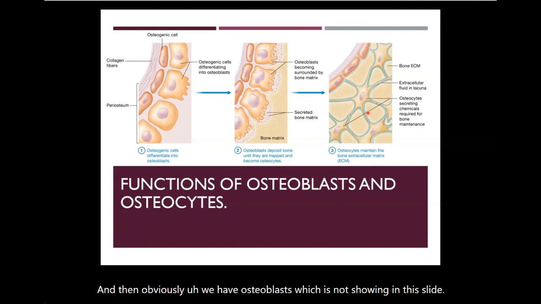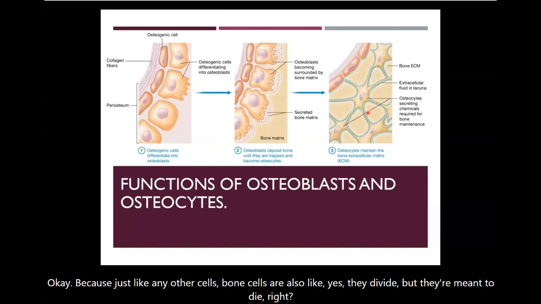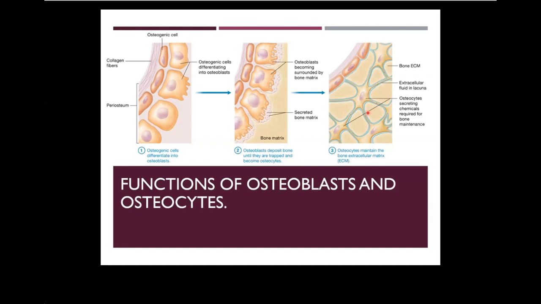And then obviously we have osteoclasts, which is not showing in this slide. And like we said, osteoclasts' job is to break down any older bones to make room and space for new bones to grow. Okay, because just like any other cells, bone cells divide, but they're meant to die, right? You don't want any of your cells to keep dividing abnormally, because then that turns into cancer, okay? And bone cancer is actually a thing as well.